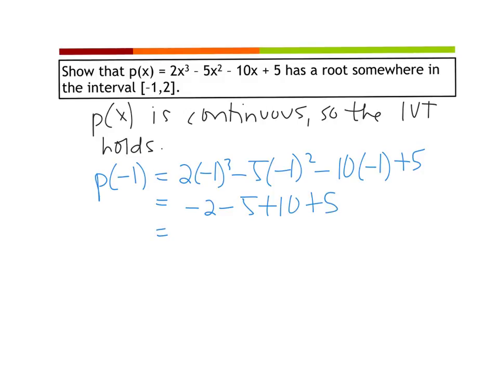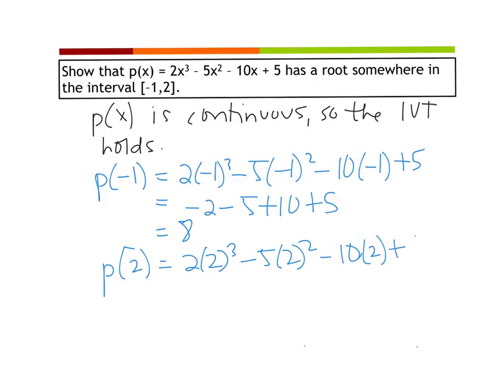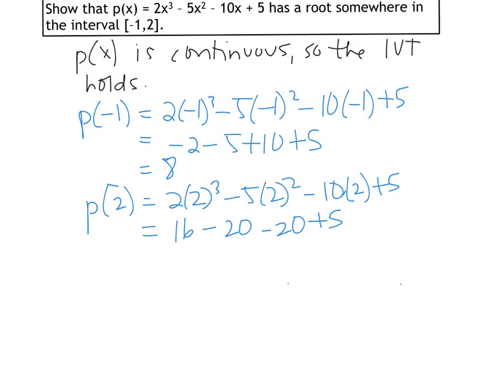So it's 8. And I do the same thing, I find p of 2. So 2 times 2 cubed minus 5 times 2 squared minus 10 times 2 plus 5, which is 16 minus 20 minus 20 plus 5, and I can clearly see that's negative even without knowing the exact value right away. So I have 21 minus 40, which is negative 19.